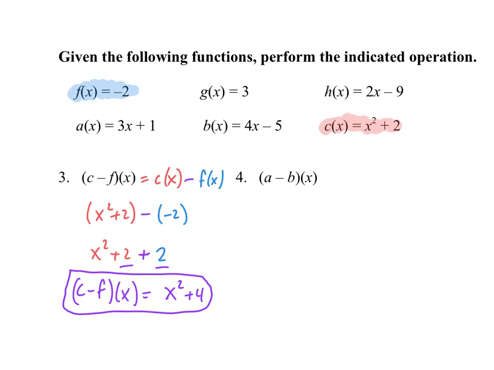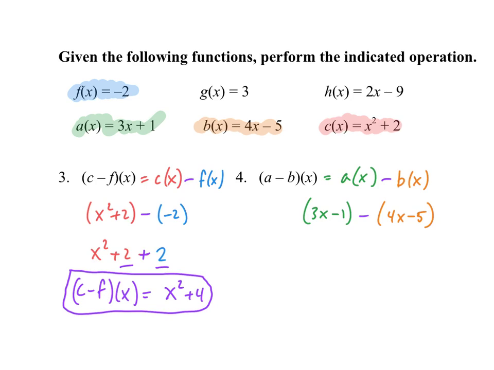All right, last one of these. So a minus b. So there's a. Here's b. So what does that mean? It means that we're going to take a of x, and we're going to subtract b of x. So a of x, parenthesis 3x minus 1, minus b of x, which is 4x minus 5.